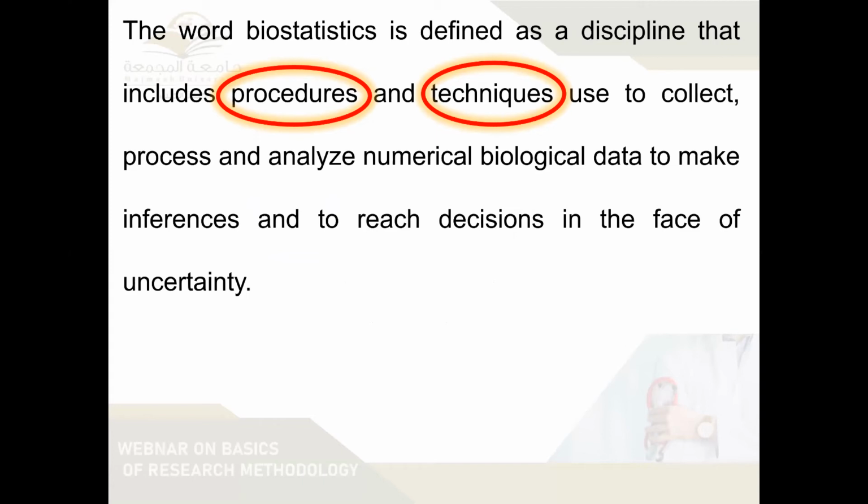Now, regarding the procedures and techniques: what would be the study design? Will it be through a questionnaire? How many participants will be there? That is the sample size determination. What sampling technique would you be using to collect the data from the patients? And then, based on that, this subject will help you to make inferences.